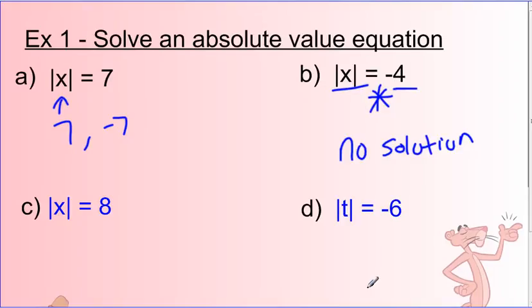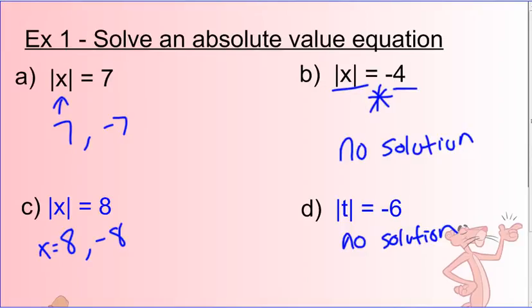Okay, you should have found for letter C that you have two answers again, kind of like letter A. The two answers are a positive 8, because the absolute value of positive 8 is 8, and a negative 8, because the absolute value of negative 8 is a positive 8. So both of these numbers are answers. You can say x equals that and that. Letter D is another one that's impossible. It has no solution because absolute value cannot equal a negative. So there's no solution. Pretty easy? I think so.